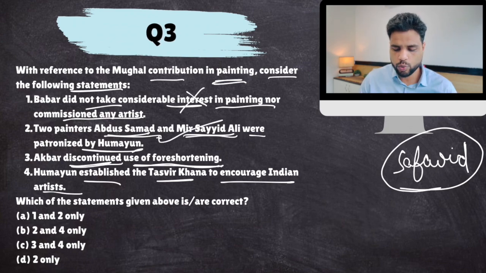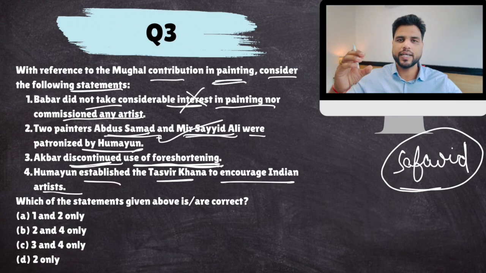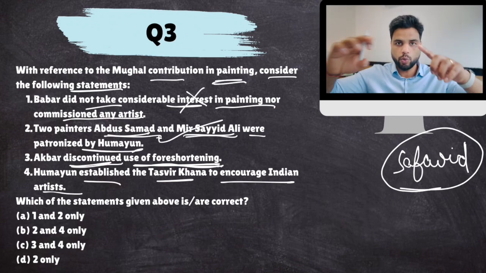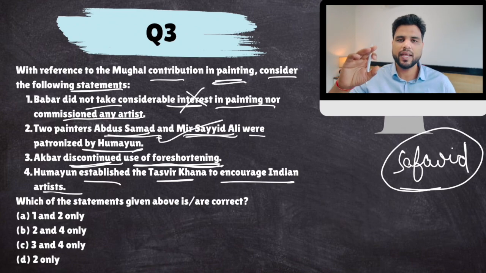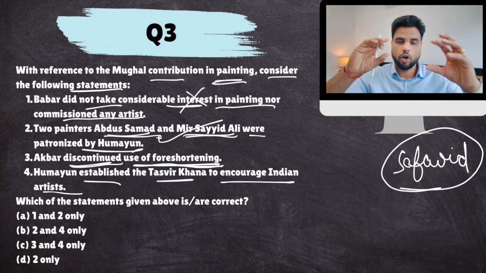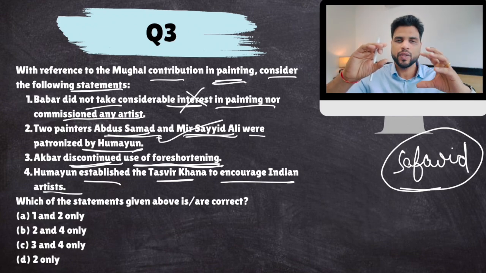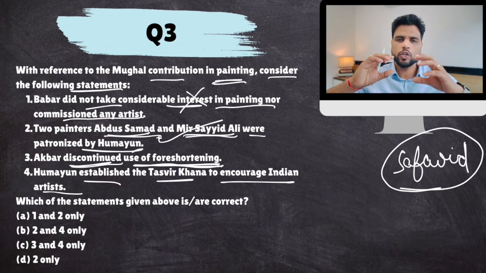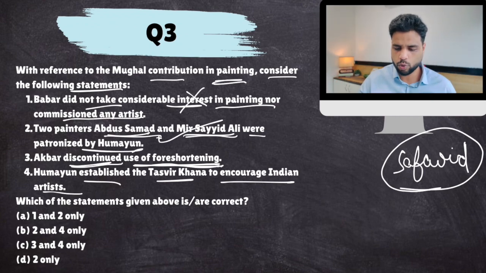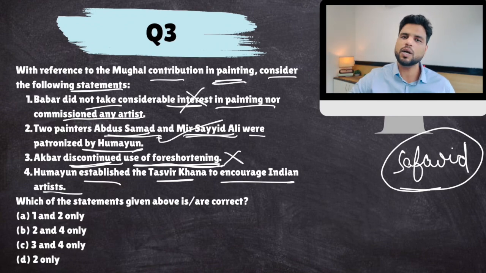Akbar discontinued the use of foreshortening. Now, foreshortening is a painting style in which, if you want to show that some object is far off and some object is closer to you in one painting, you make the far distance object small, and the object that is nearer, you make it big. This is known as foreshortening. To convey distance in a painting, you make the object shorter. Akbar discontinued that? Absolutely not. It continued throughout Akbar, Jahangir, Shah Jahan.